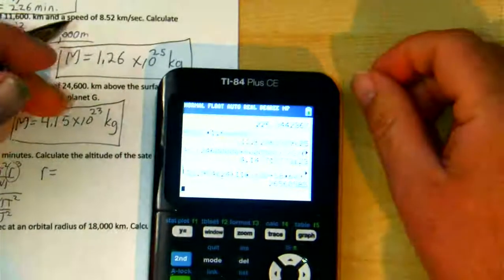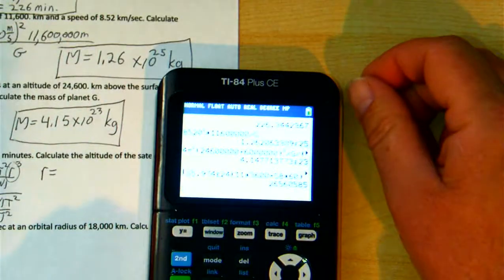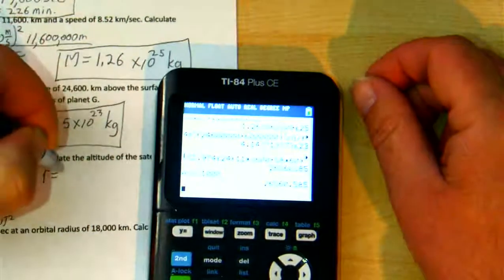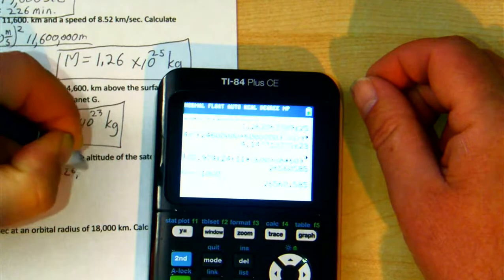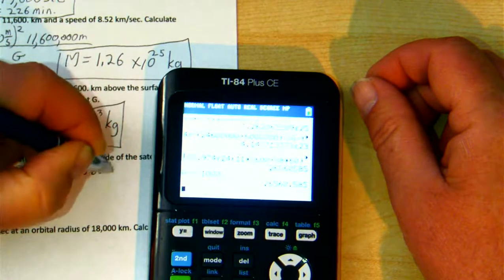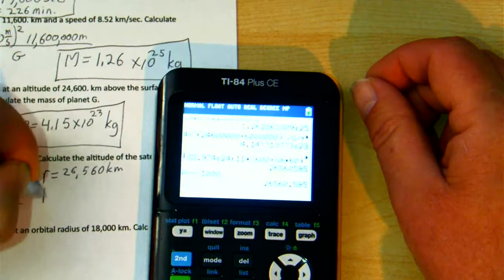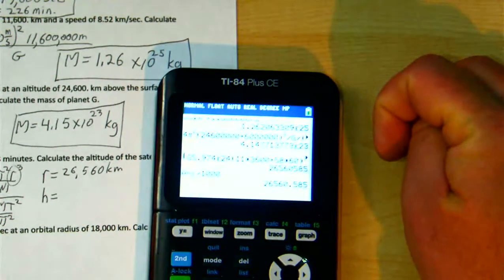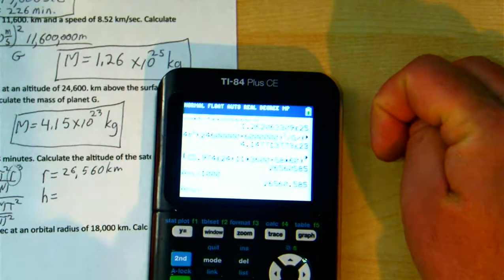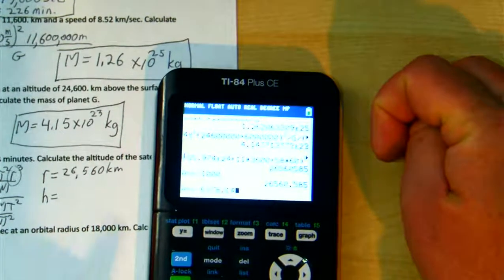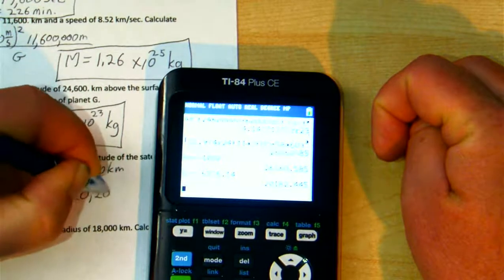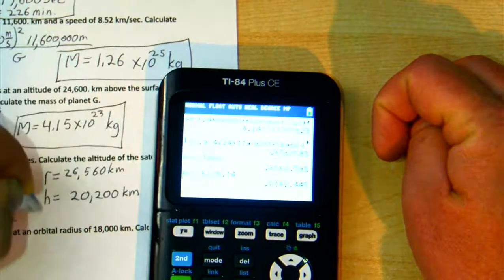All right, so after all that, it says the radius, and this is in meters, so I'm going to divide that by 1,000. The radius is 26,560 kilometers. The altitude is going to be the orbit radius minus the planetary radius. So I'm going to subtract 6,378, and I get an altitude of 20,200 kilometers to 3 sig figs.